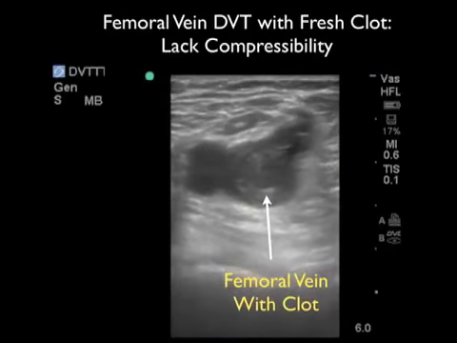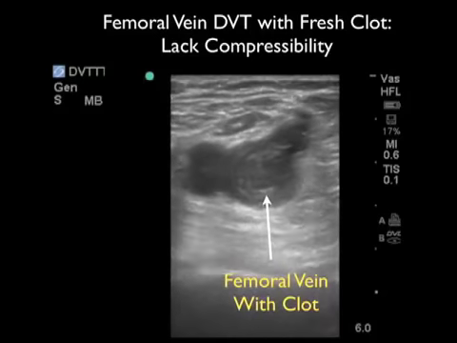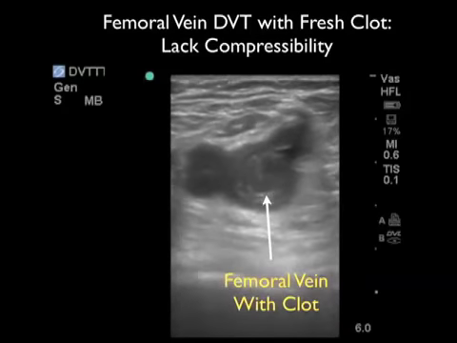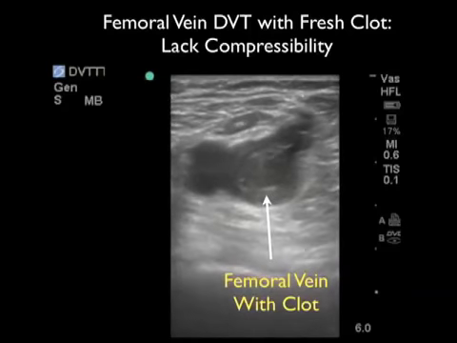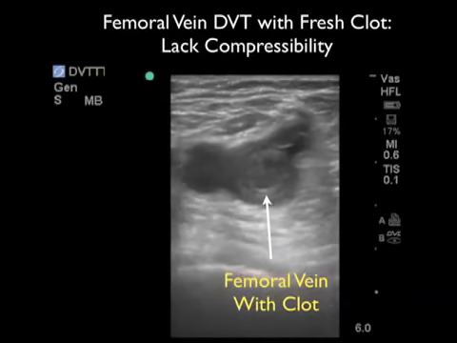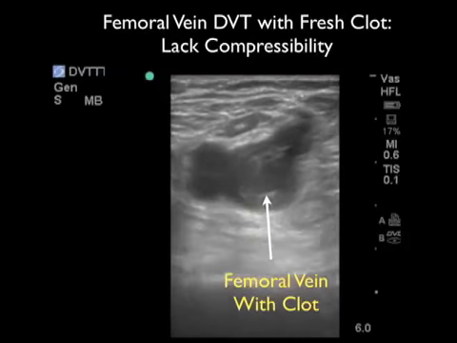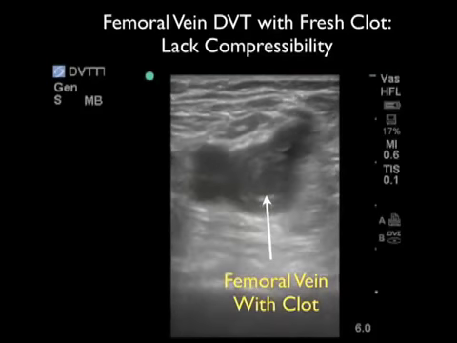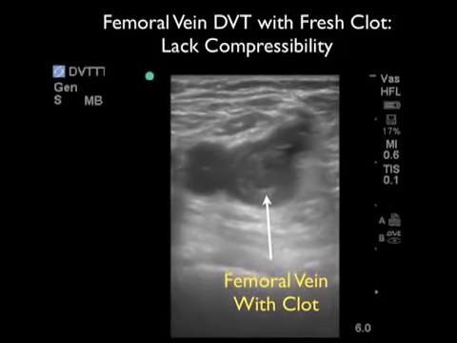Here we note we're compressing down with a high-frequency linear array type probe, and we can see indentation of the femoral arteries towards the left. But note here the failure of compression of the femoral vein due to the presence of thrombus within the lumen. And we can see the thrombus moving around as we press down with the probe. Again, a positive DVT exam based on the fact of failure of compression of the femoral vein.